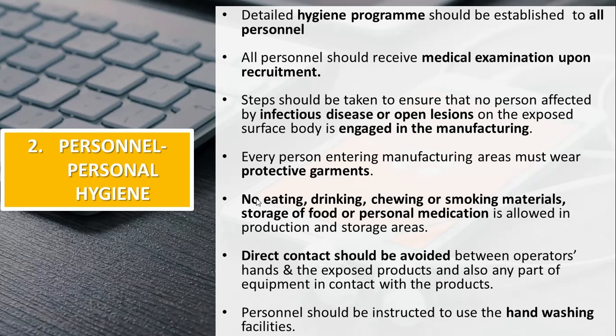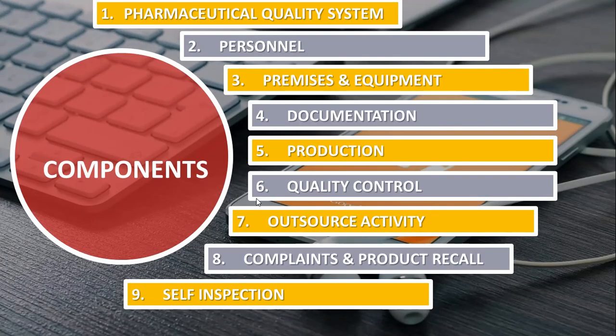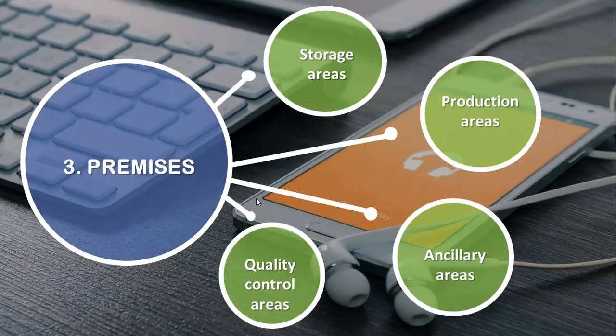Next component is the premises and equipment. Specific guidance on four types of premises has been laid out in the GMP guideline. These premises include the production areas, storage areas, quality control areas and the ancillary areas. In general, the premises should adhere to the following requirements.